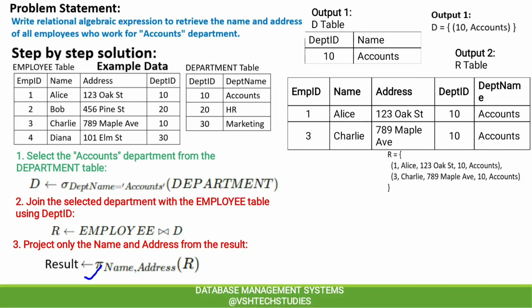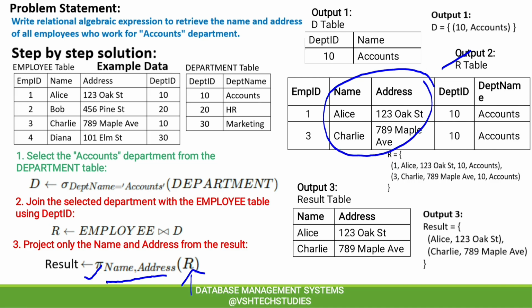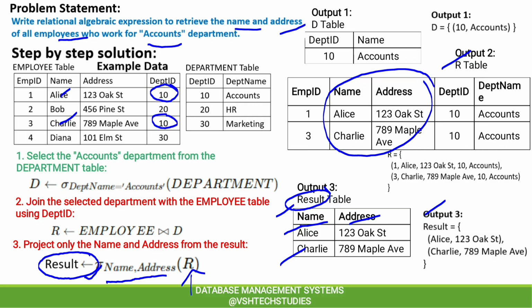When we do the project operation on the input relation R and project only these 2 columns, that is name and address, we get the final result shown here. The result is the final output relation, in which we have the name and address of the employees who belong to the accounts department. These 2 people belong to the accounts department, because if you observe here, Alice and Charlie, department ID is 10. So 10 means it is the accounts department.